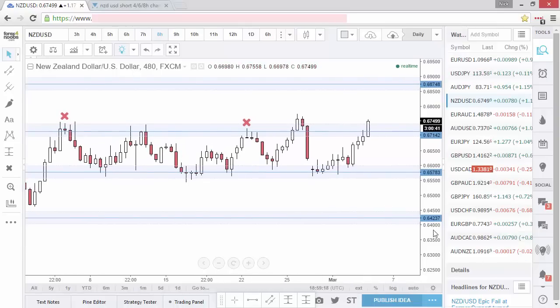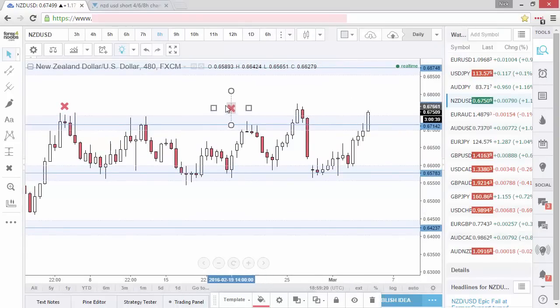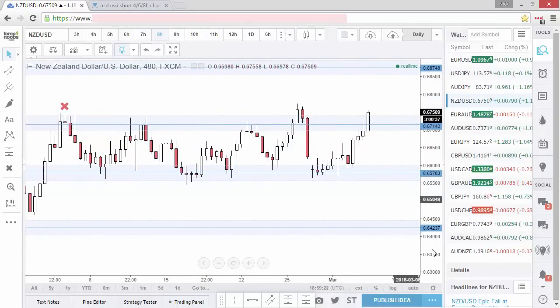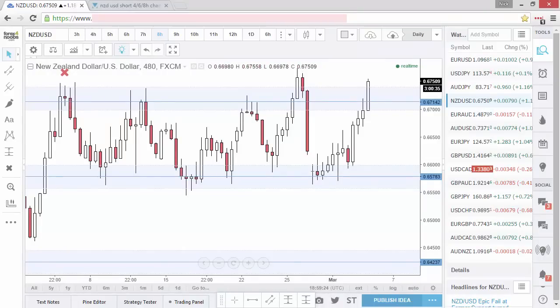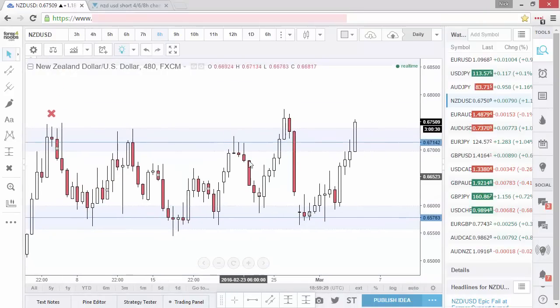And this is the trade here. All right, so it was traded on the 8 hour. Yeah, it was cool. So this is the trade setup here.